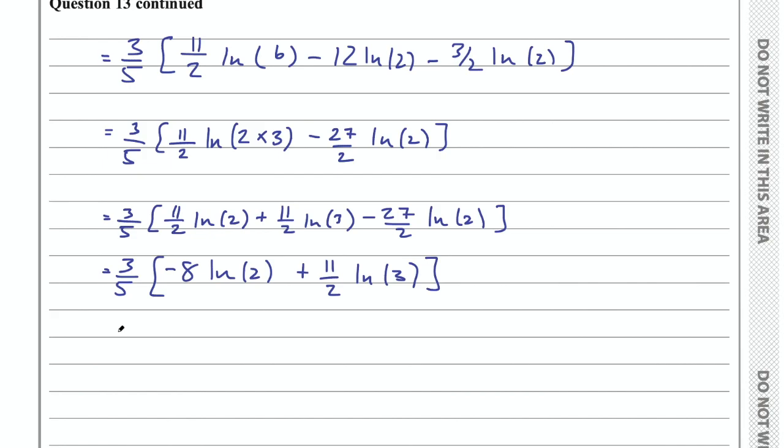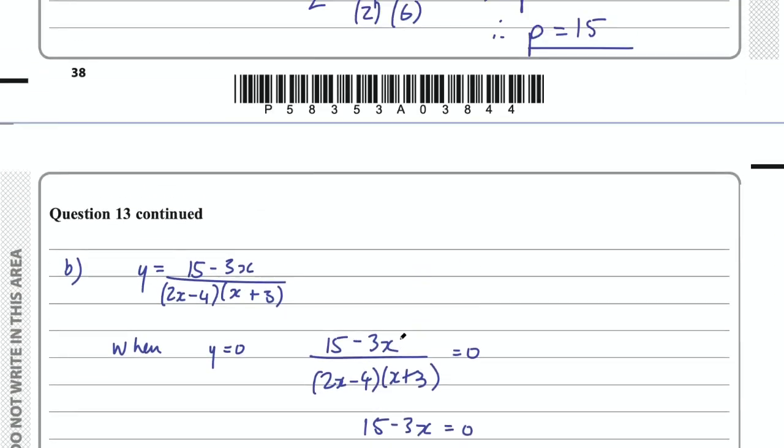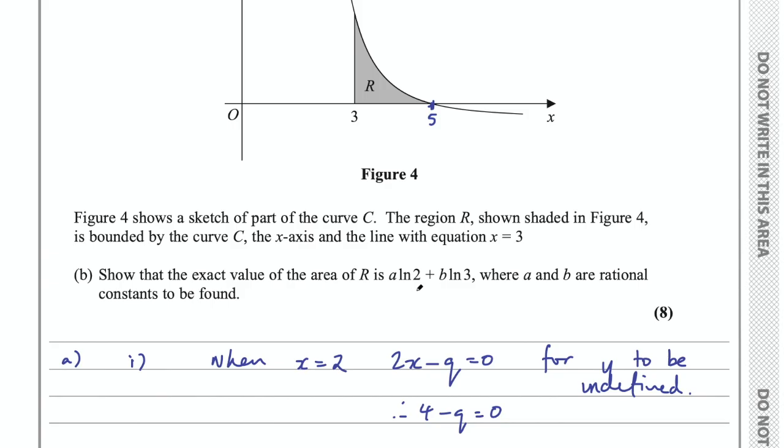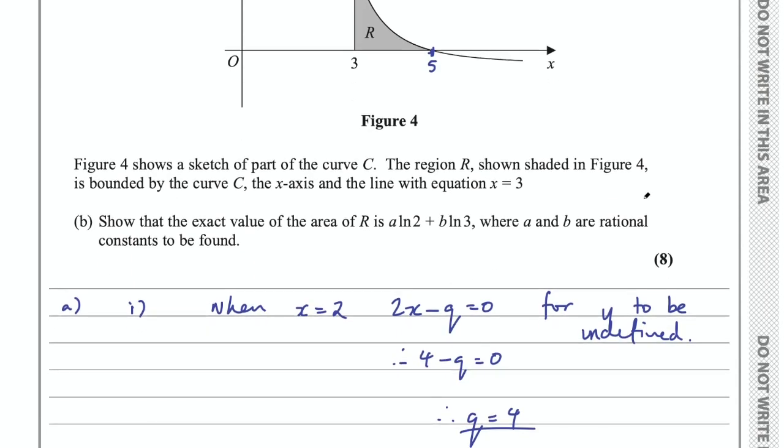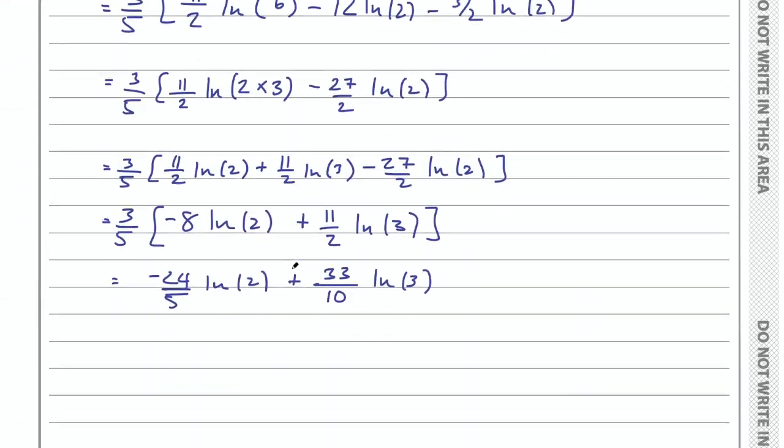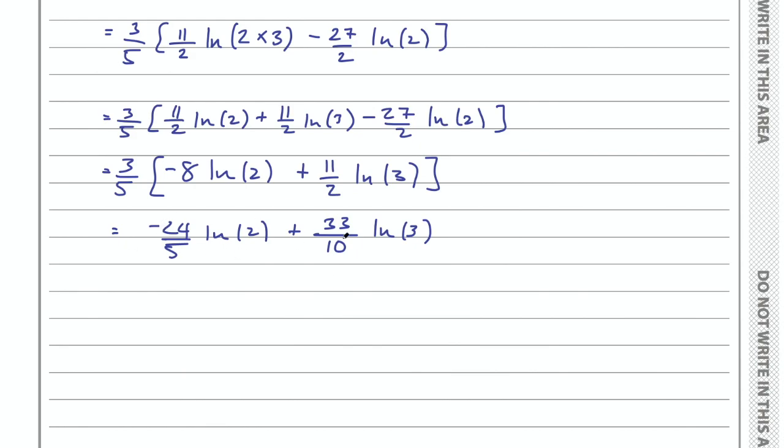Then we can expand that 3/5 out. So 3/5 times negative 8. That's negative 24 on 5 log 2. And then 11 on 2 times 3 on 5. That is 33 on 10 log 3. Okay, so going back to the question, we needed a log 2 plus b log 3, where a and b are rational constants. In this case, I have a and b, they're both rational numbers. A is negative 24 on 5 and b is 33 on 10.